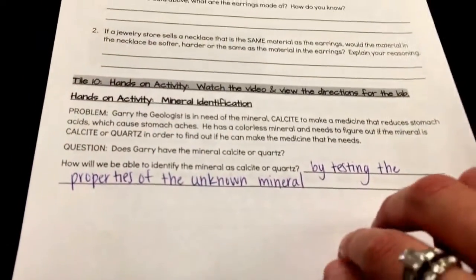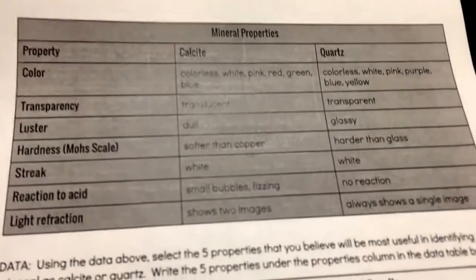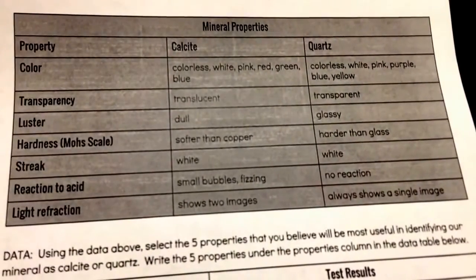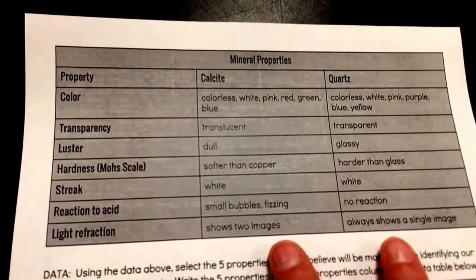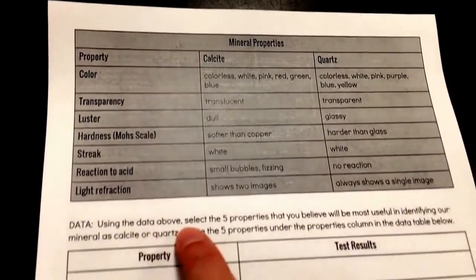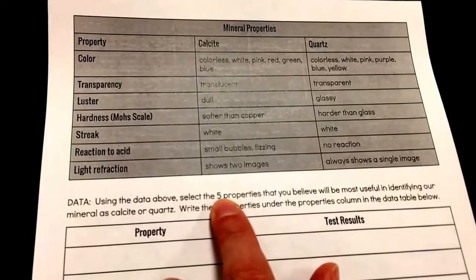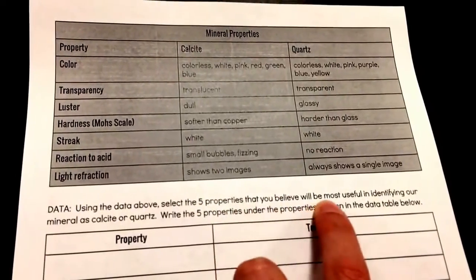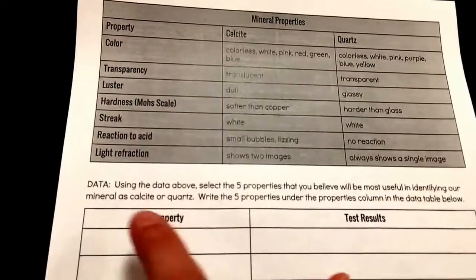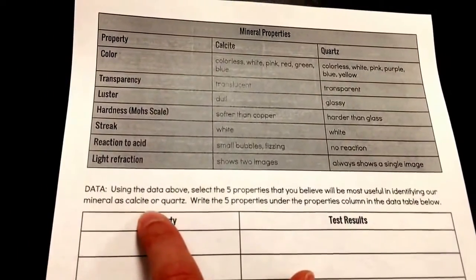So now we want to turn the page and take a look at the mineral properties of calcite and quartz. If we look at their properties side by side, what I want you to do right now is use this data to select the 5 of these 7 properties, only 5, that you believe will be the most useful in identifying our minerals as calcite or quartz.